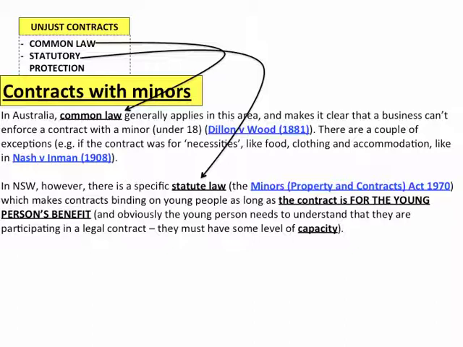So saying, well, you can't enter into a contract. So if a 17-year-old's been kicked out of home or something, he can't really get his parents to sign a contract for him. So you can see what the problem might be there. So that's contracts with minors.